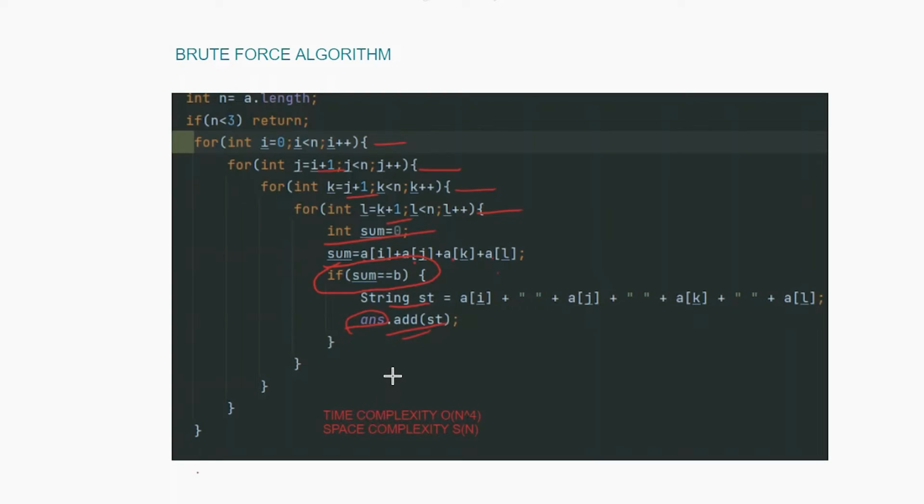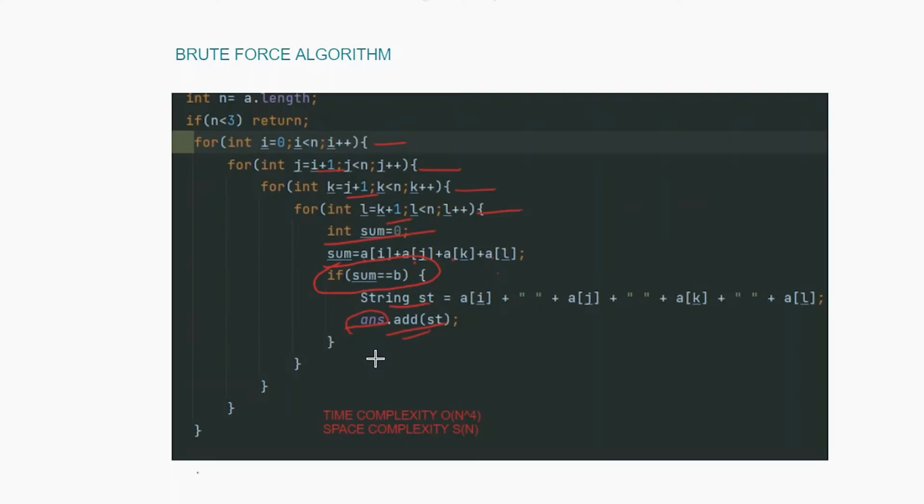And coming to the time complexity and space complexity of the solution, we are using four iterations, so the time complexity must be O(n^4). And for space complexity, we are using a hash set, so the space complexity becomes O(n). The time complexity of the solution is inefficient, so we must think of an alternative approach to get an efficient one.